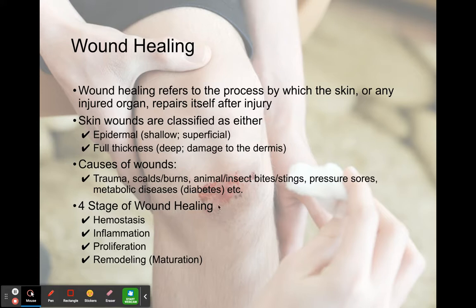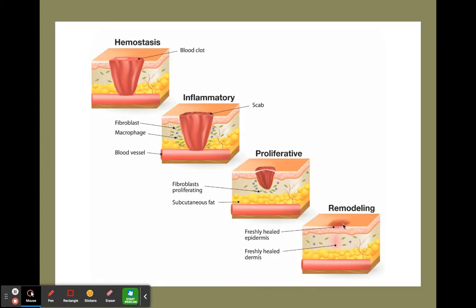For skin wound healing, there are four specific stages. We have hemostasis, inflammation, proliferation, and remodeling, which can also be called maturation. If we take a look at this figure, it shows you the four steps of wound healing: hemostasis, inflammatory, proliferation, and remodeling.